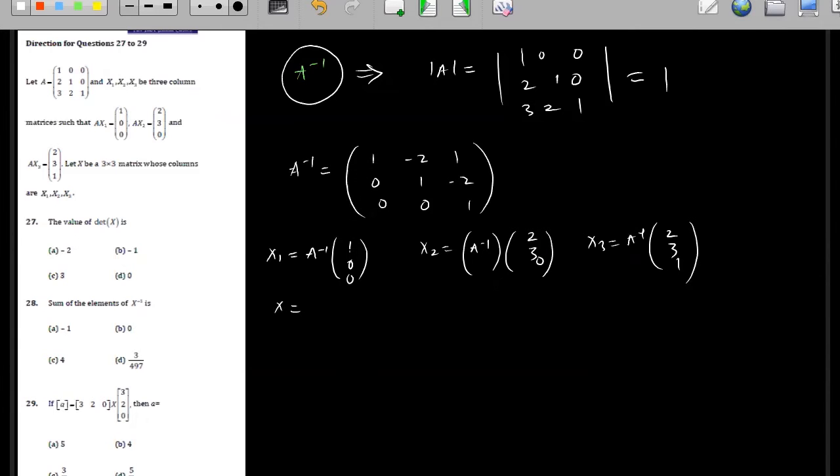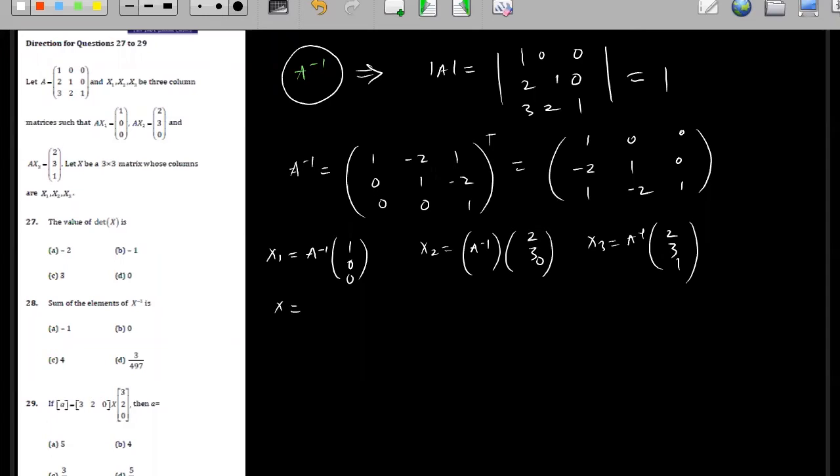So A inverse I will get, oh sorry, I have to transpose. Yes, transpose. Yeah, it's fine. That is what I was saying. 1 minus 2, 0, 1 minus 2, and then 0, 0, 1. Yes, very good. See, I would have made a mistake, right?